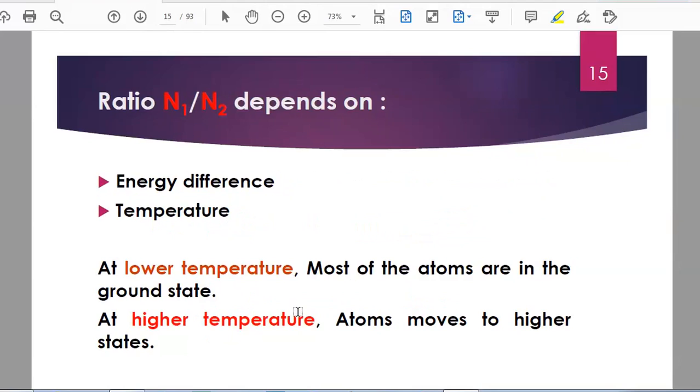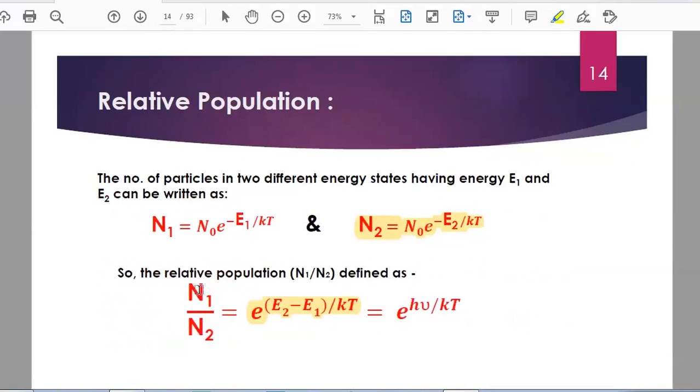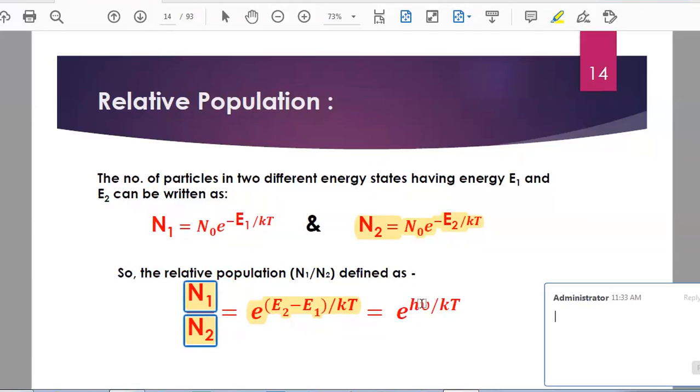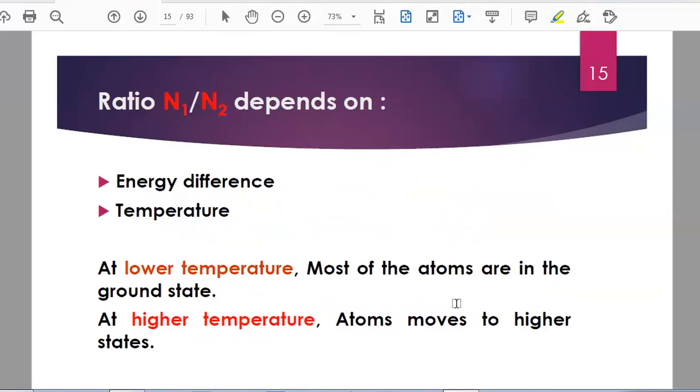Again, let me go to the previous slide. Now you see this n1 by n2 on the left-hand side, and this on the right-hand side. Can you see on which parameter it is depending? One is this h nu, that is the energy of the system, and the other is k, the Boltzmann constant, that is a constant only, nothing else. The other thing is the temperature. So it is written over here also.